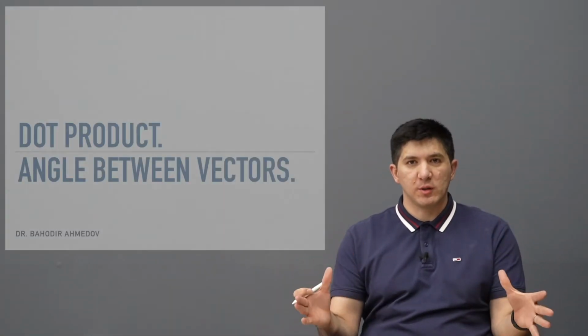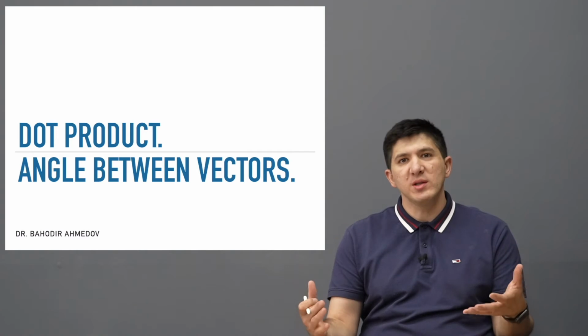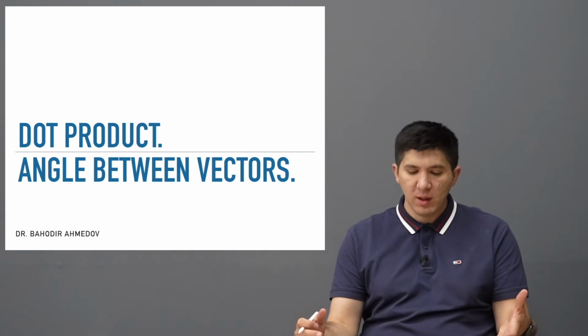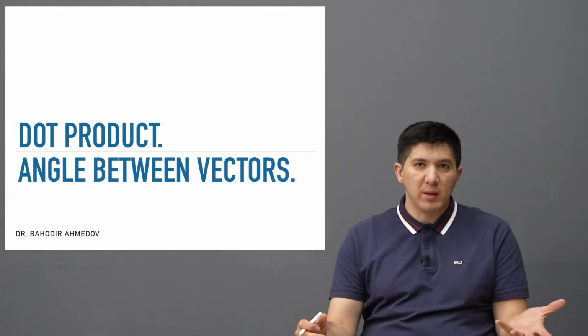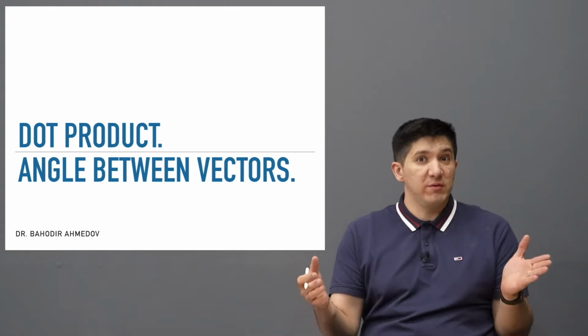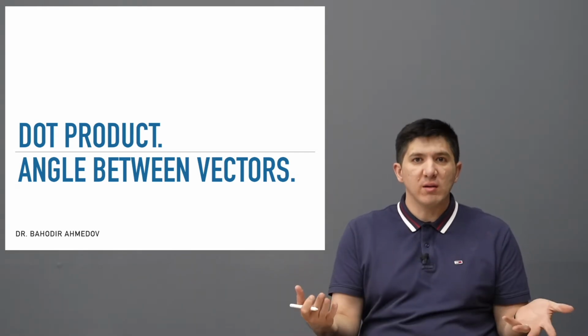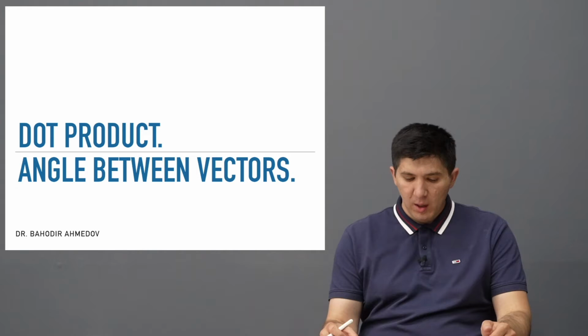In this video lecture, we are going to discuss the dot product. This is one of the ways we can multiply two vectors. And also we're going to use the information about the multiplication of these two vectors in order to find the angles between the two vectors.